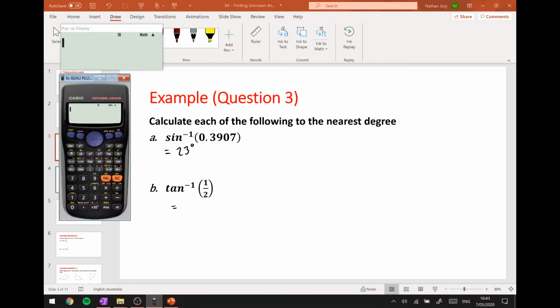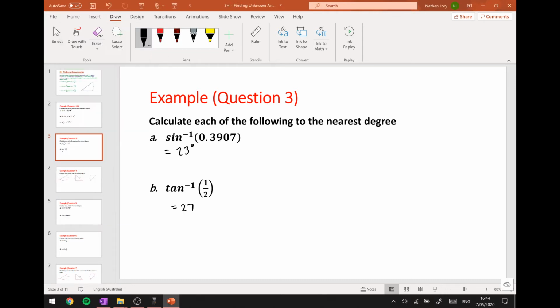Tan of a half, so we put in shift tan, so tan of -1 of 1/2. Close the bracket and hit equals, degrees, minutes, and seconds, and we get 26 degrees and 33 minutes. Remembering that with degrees, minutes, and seconds, if the minutes are 30 and above, it rounds up. If it's below 30, it rounds down. So this one is 33, so we're going to round it up to 27 degrees.